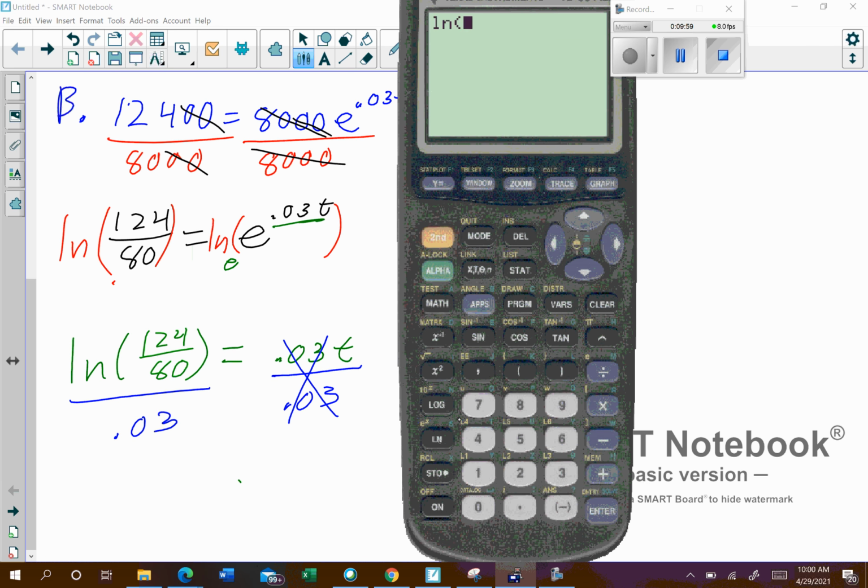Let's put this in the calculator. We're going to have natural log of 124 divided by 80. By the way, it will make a little difference that you're compounding continuously. I still think it'll probably be around 14 point something years. And then we're going to divide by 0.03. And so, yeah, it's 14.61. So it doesn't make a huge difference, but it does a little bit.